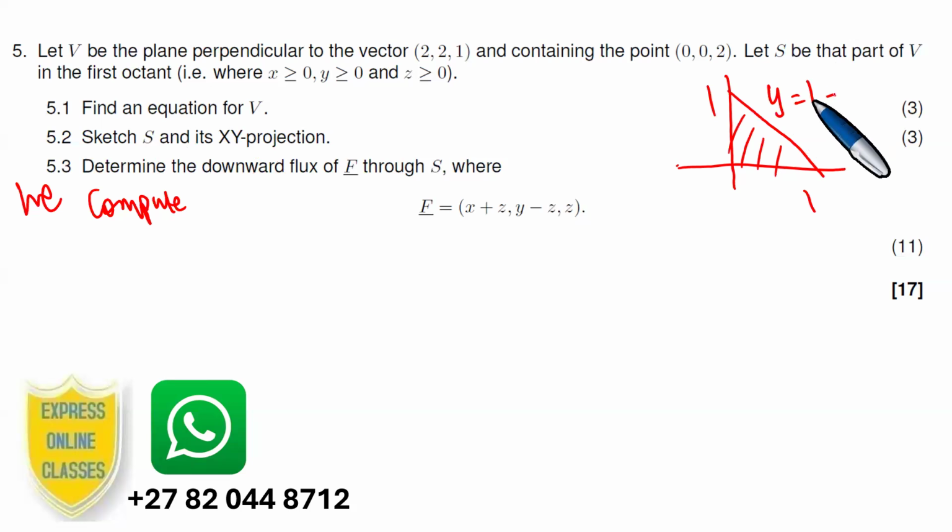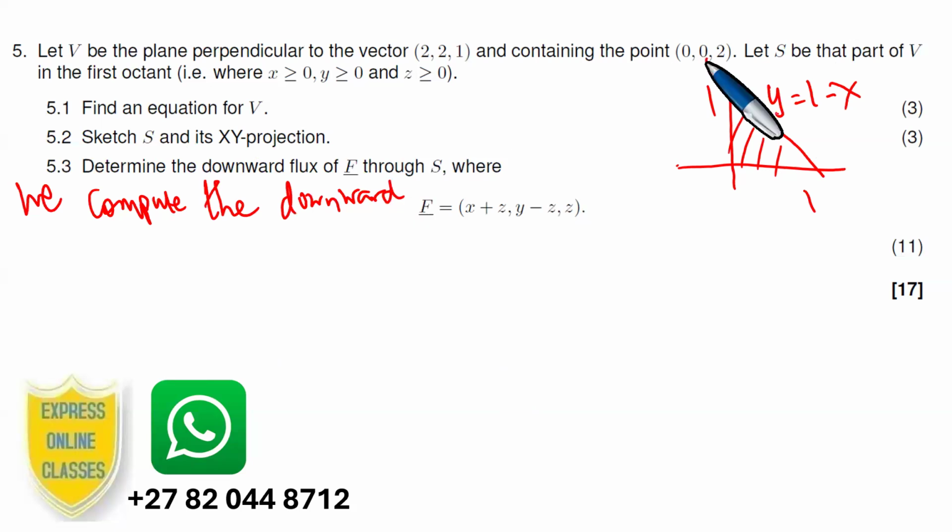One minus x is the equation of this line. And so now if we want to compute the downward flux... Bobby, yes, please.